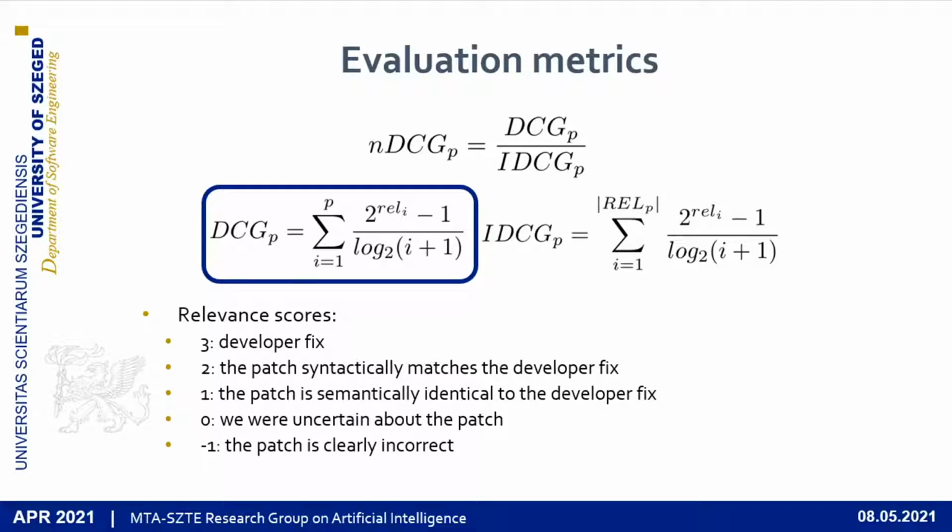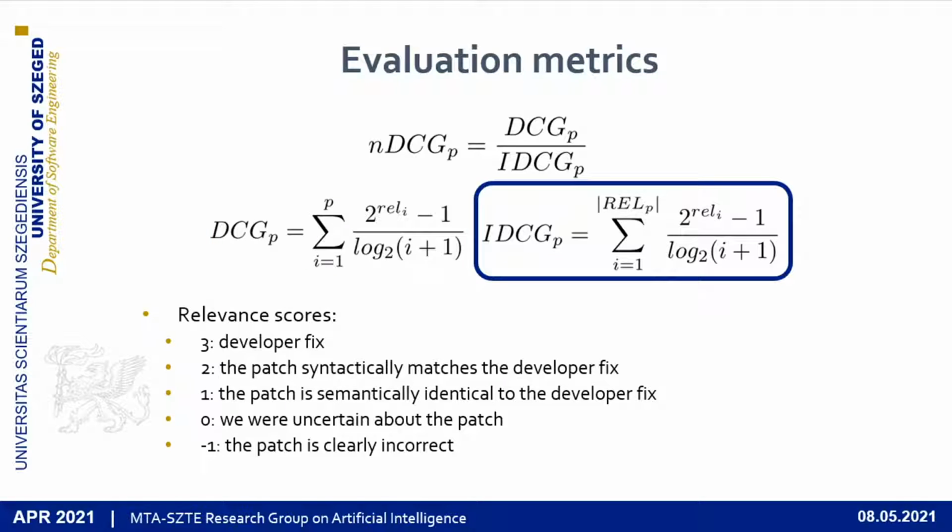DCG measures the usefulness or gain of a document based on its position in the result list, while IDCG is basically the maximum possible DCG value that can be achieved on a ranked list. This is done by sorting all relevant documents in the corpus by their relative relevance.